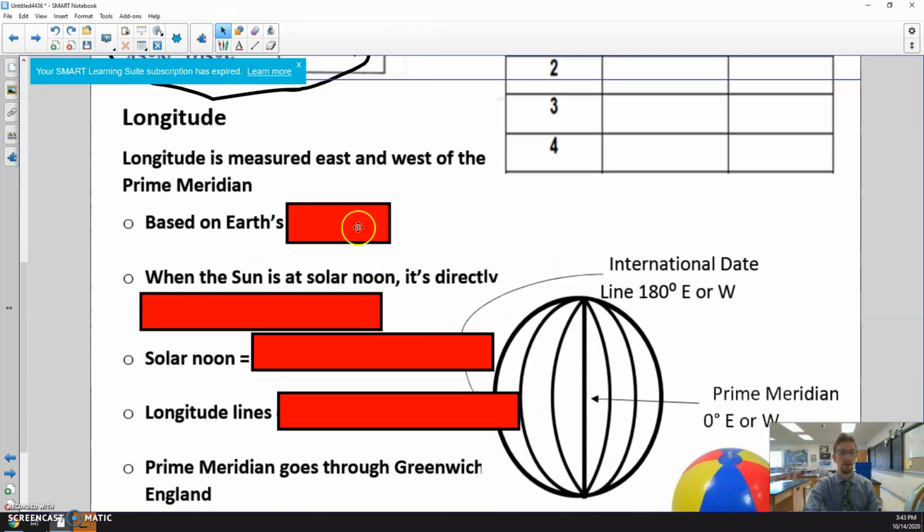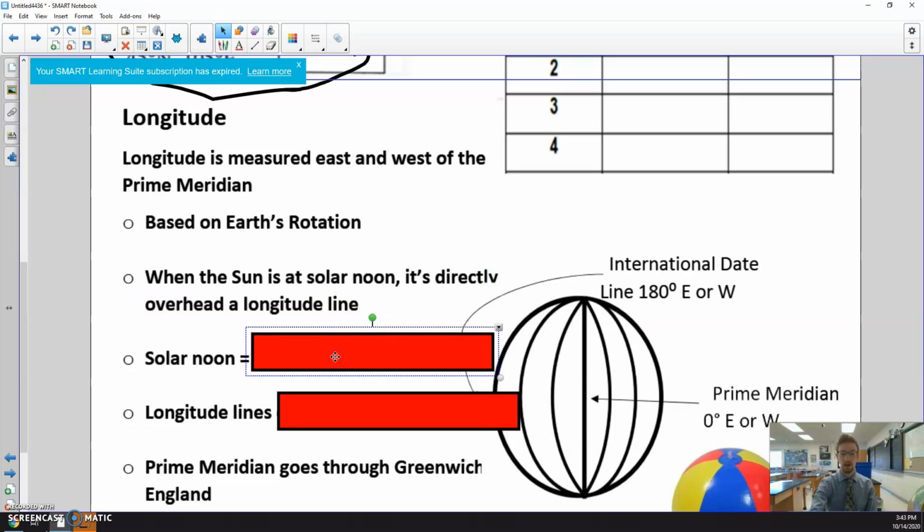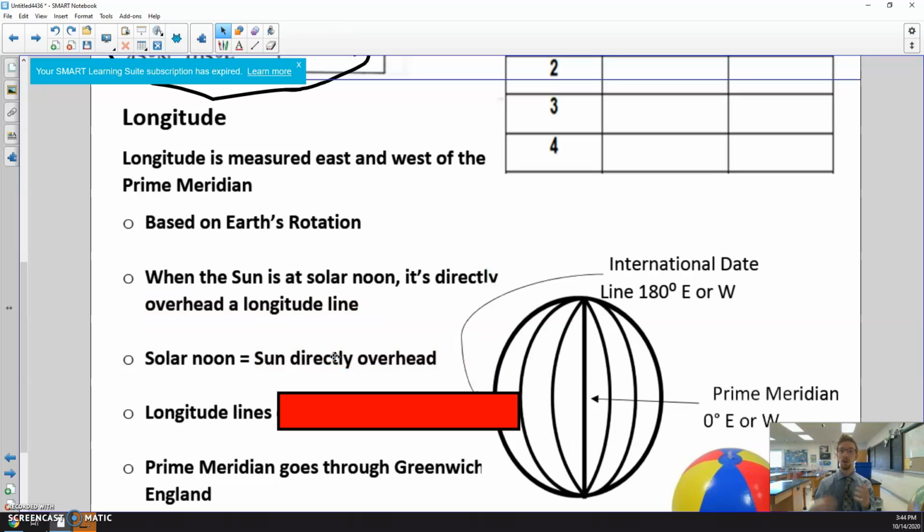And now longitude. Okay, so longitude is a little more tricky. Longitude is actually based on Earth's rotation, which is its spin. Yikes, need to get some WD-40 for that. So it's based off of Earth's rotation. When the sun is at solar noon, it's directly over a longitude line. And solar noon just means the sun is as high as it gets in the sky for you. It's directly overhead. I take it back. It's when the sun is actually directly overhead. That's called solar noon.